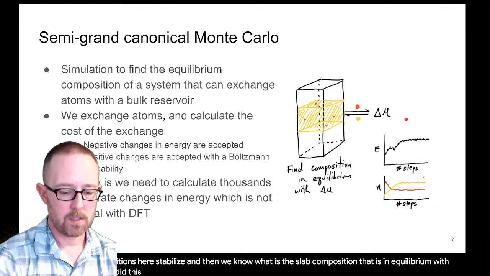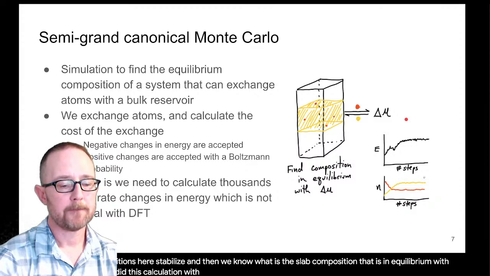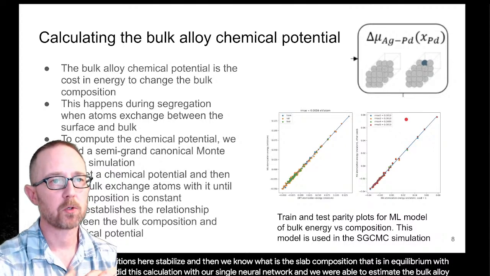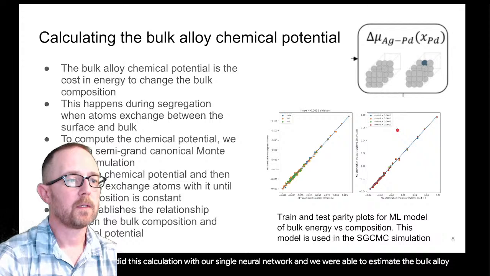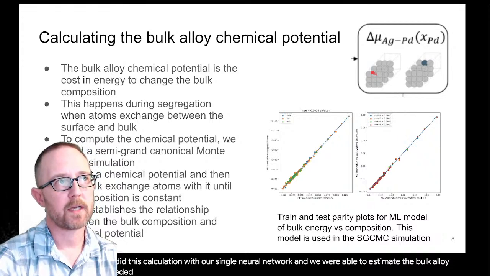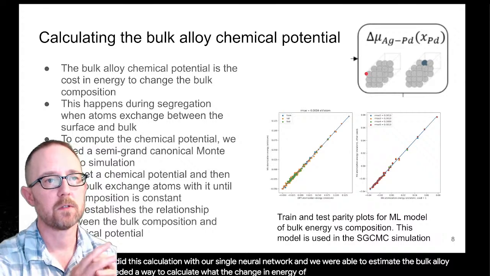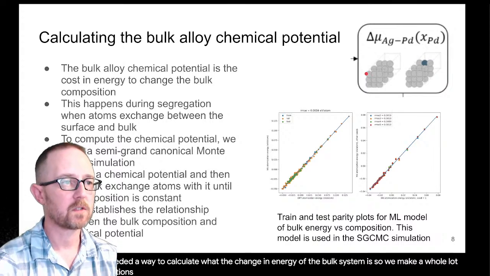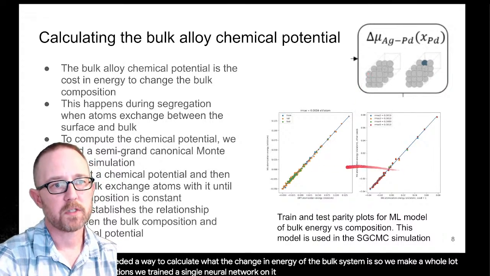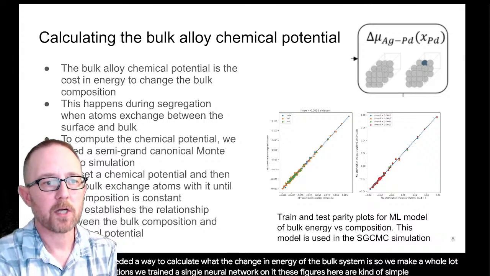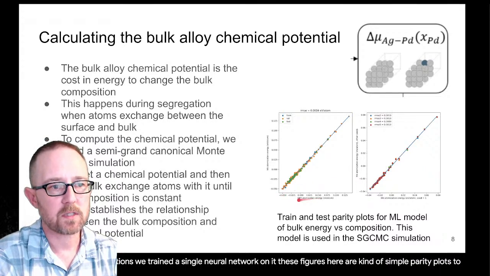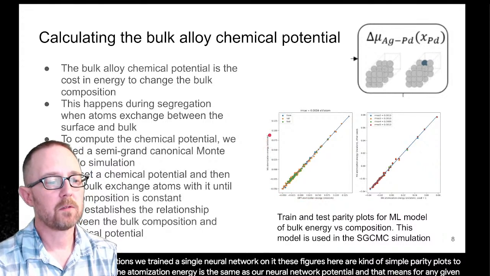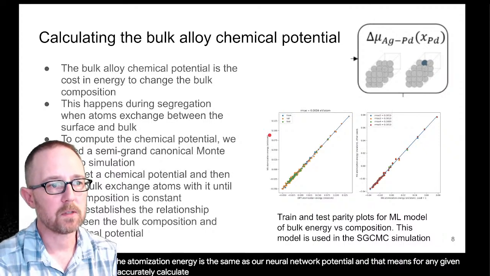So we did this calculation with our single neural network, and we were able to estimate the bulk alloy chemical potential. To do that, we first need a way to calculate what the change in energy of a bulk system is. So we make a whole lot of different bulk configurations. We train a single neural network on it. These figures here are simple parity plots to show that what DFT says the atomization energy is the same as our neural network potential. And that means for any given bulk configuration, we can accurately calculate the total energy.